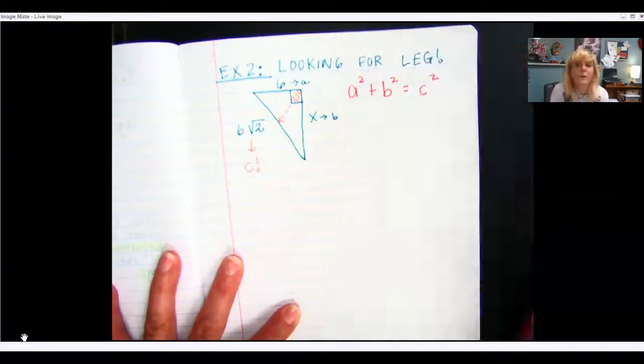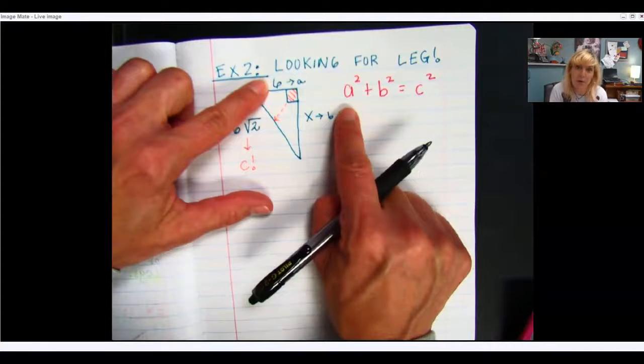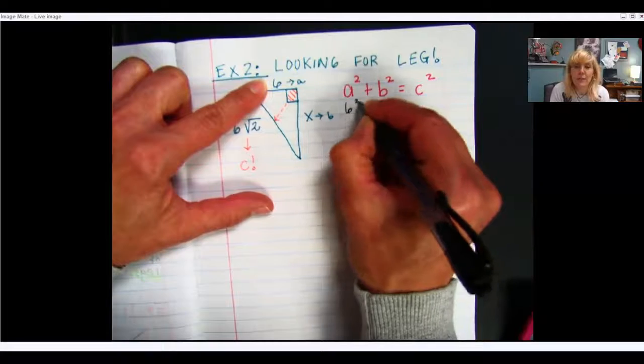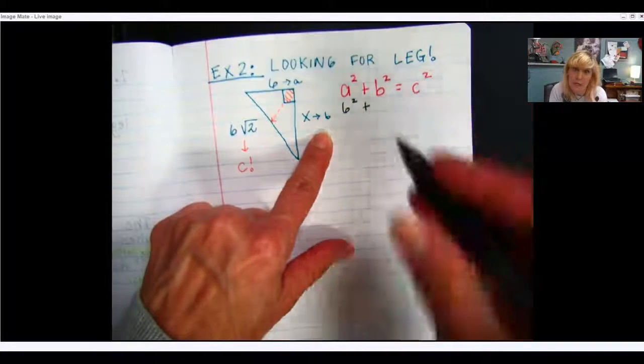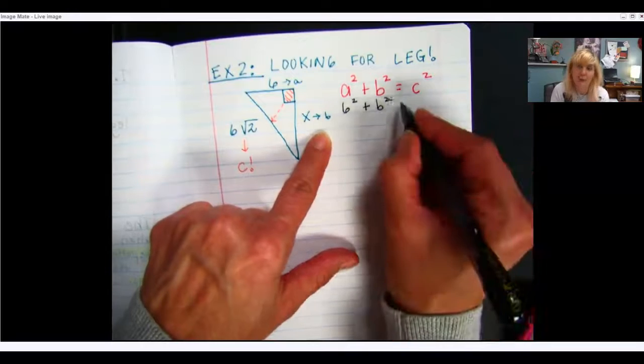But here's what we're doing. We are looking for a leg in this example. So please title your notes, looking for a leg. All right, so let's plug in. This is going to be 6 squared. Y'all, I don't know what b is, so b squared stays b squared. Just going to recopy that.